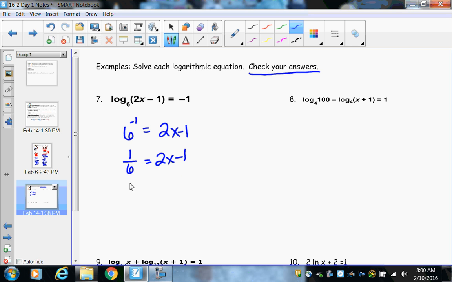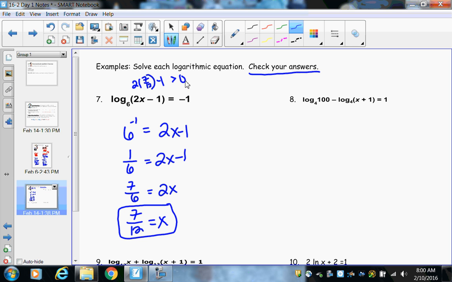Add 1 to both sides. And divide by 2. Now, if I check it, 2 times 7 over 12 minus 1 has to be greater than 0. Not equal to 0, greater than 0. So if I check that in my calculator, is 14 over 12 minus 1 greater than 0? And the answer is yes. So this is a valid answer.